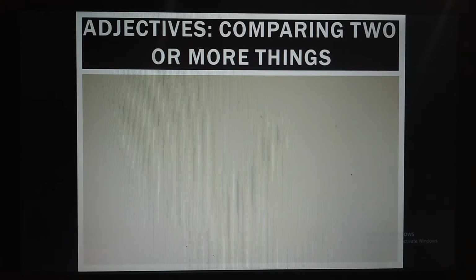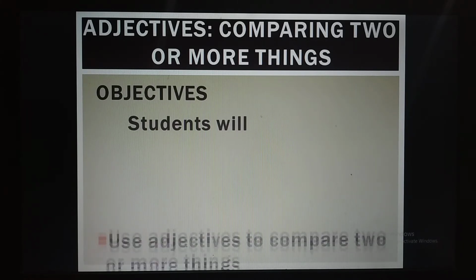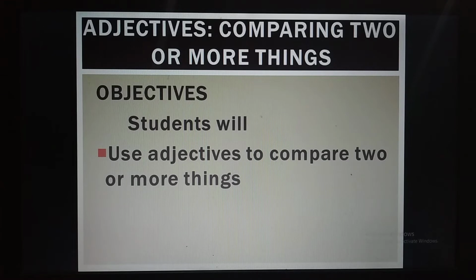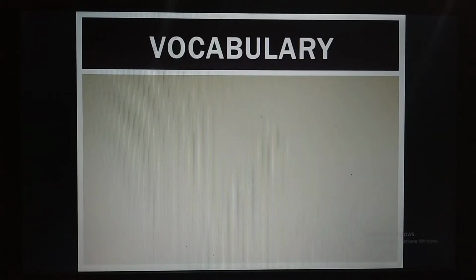Before that, we have our objectives. So what are those? First, students will use adjectives to compare two or more things and use words associated with hybrid sports. Later on, we will know what the hybrid sports are that we're going to discuss, okay? Are you ready now? Okay, so first of all, please prepare your pencils and your notebooks because we will have our vocabulary.